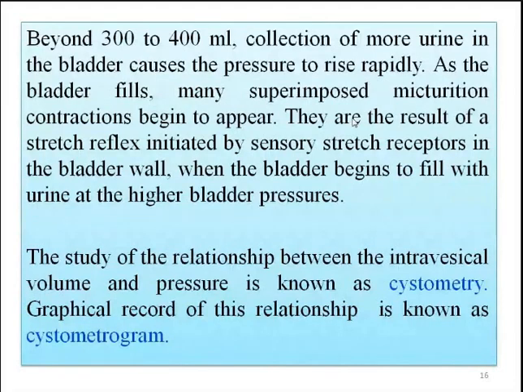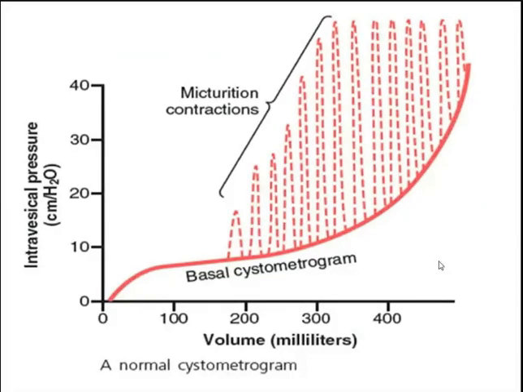And the graphical record of this relationship is known as cystometrogram. So remember this term, cystometrogram. What is cystometrogram? It is the graph. It is the graphical record of this relationship, that is the relationship between the intravesical volume and the intravesical pressure. That is known as the cystometrogram. I will show you the cystometrogram. So this is the normal cystometrogram.